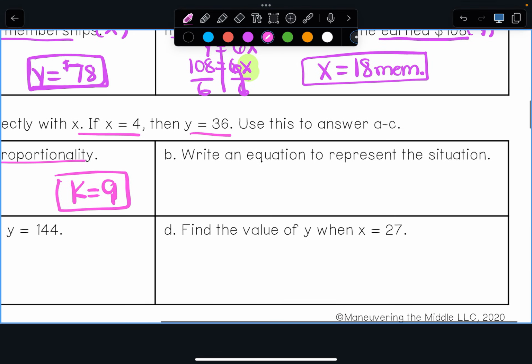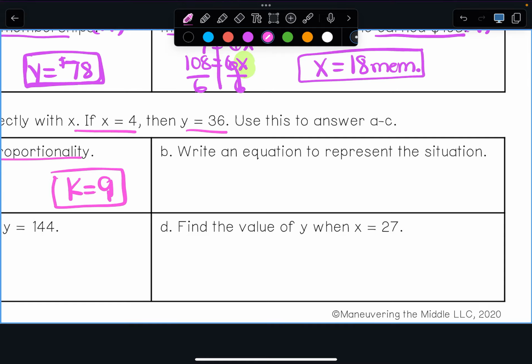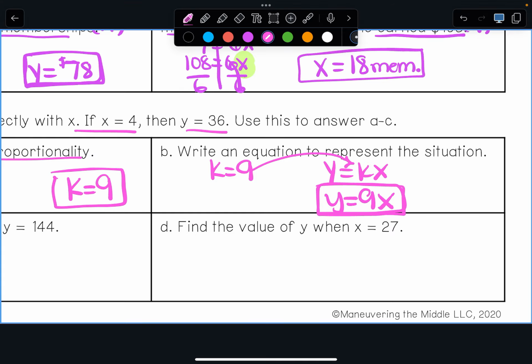Write an equation to represent that situation. They're asking us to write an equation using the direct variation formula. We know that to use a direct variation formula, y equals kx, we need k. We found k in the first part. So our equation is y is equal to 9x. Now we use this equation to plug numbers in.